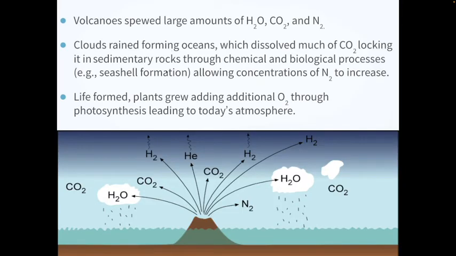So, that spammed up pretty quickly. Well, we'll go through it. All right, so volcanoes spewed large amounts of water, CO2, and nitrogen. So, over time, clouds rained, forming oceans, which dissolved much of the carbon dioxide, locking it into sedimentary rocks through various chemical and biological processes, such as seashell formation, and this allowed the concentrations of nitrogen to increase. As life formed, plants grew, adding additional oxygen through photosynthesis, leading to the atmosphere we have today.